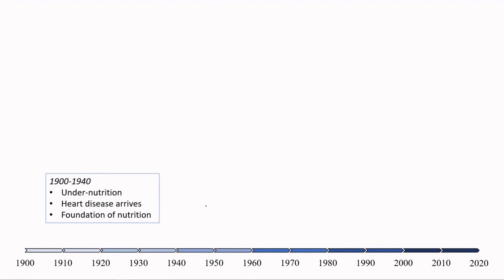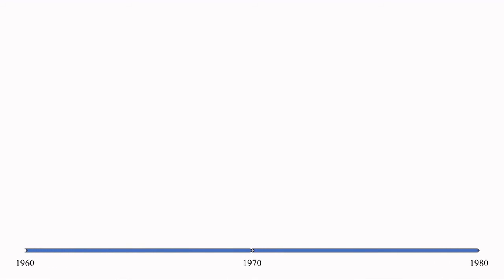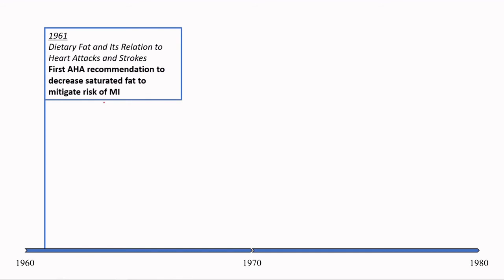The research that started in 1940 began to pay off in the 60s and 70s. Saturated fat was targeted as the underlying etiology of cardiovascular disease when the American Heart Association made its first recommendation to decrease saturated fat in the diet in 1961.